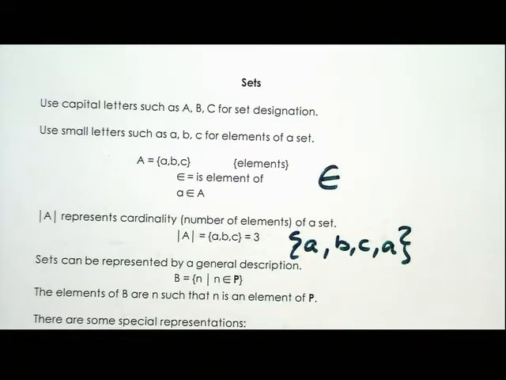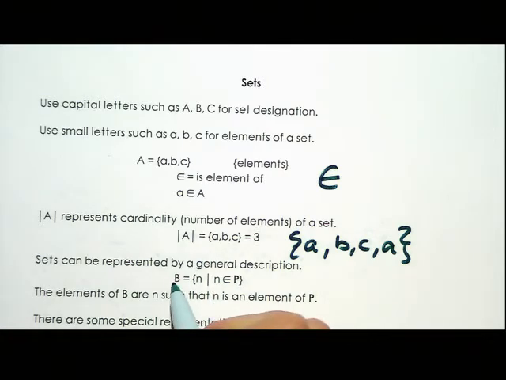So order doesn't matter in a set. It means I can write a list of things, and it doesn't matter what order they're in. Every ordering of it is an equivalent representation of the same set. And that matters too because later, when we do counting, we're going to count sets of things, and sets means order does not matter.